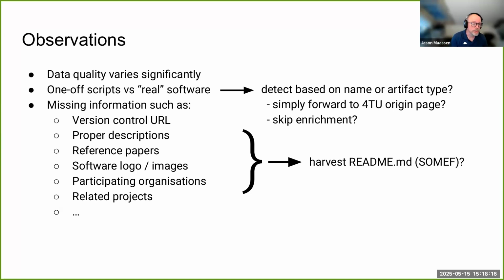And if there's information missing, like proper descriptions, for example, or reference papers, one of the things we're looking at is trying to look at the GitHub or the GitLab repositories, if they are available, and seeing if we can actually harvest more information from, for example, the README Markdown file. And SOMEF is one of the tools that's doing that, so we're considering using that to see if we can actually get more information about the software.